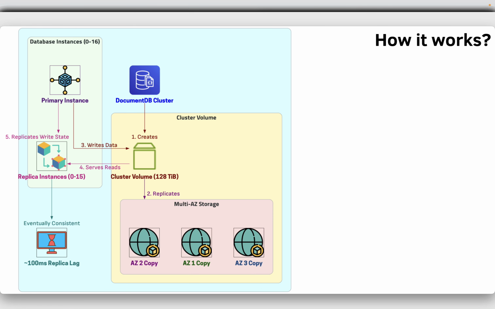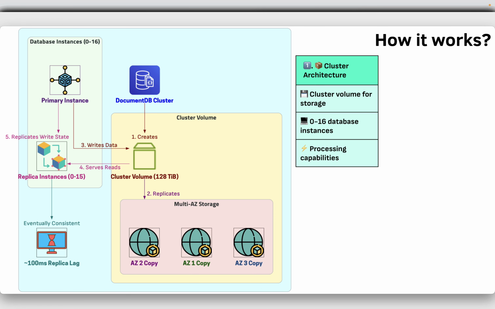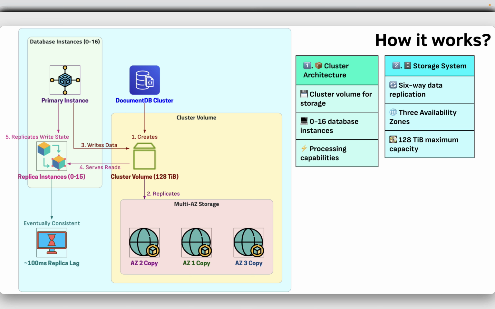How it works? Amazon DocumentDB clusters consist of a cluster volume for storage and 0 to 16 database instances for processing. The cluster volume is a virtual storage system that replicates data 6 ways across 3 availability zones with a maximum capacity of 128 terabytes.